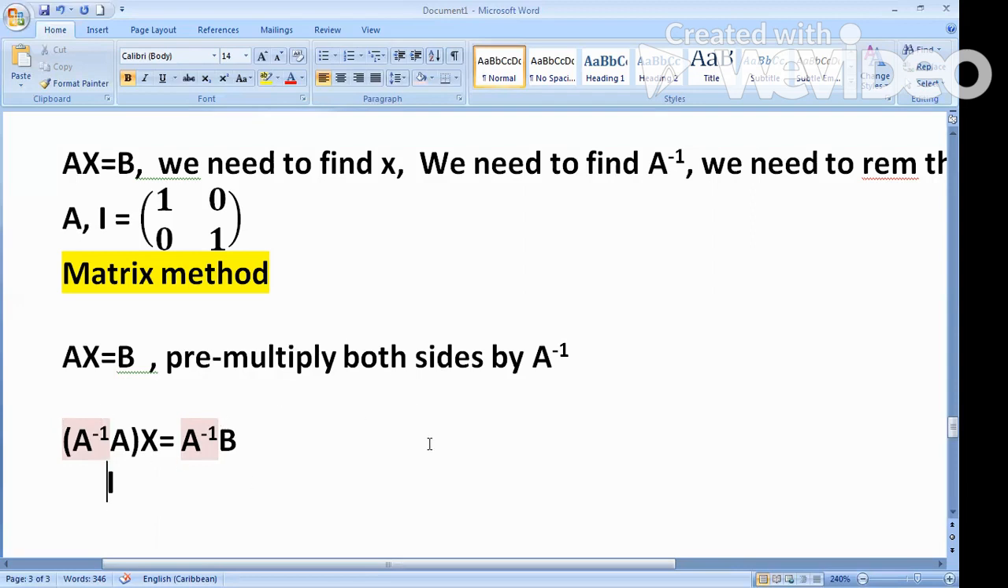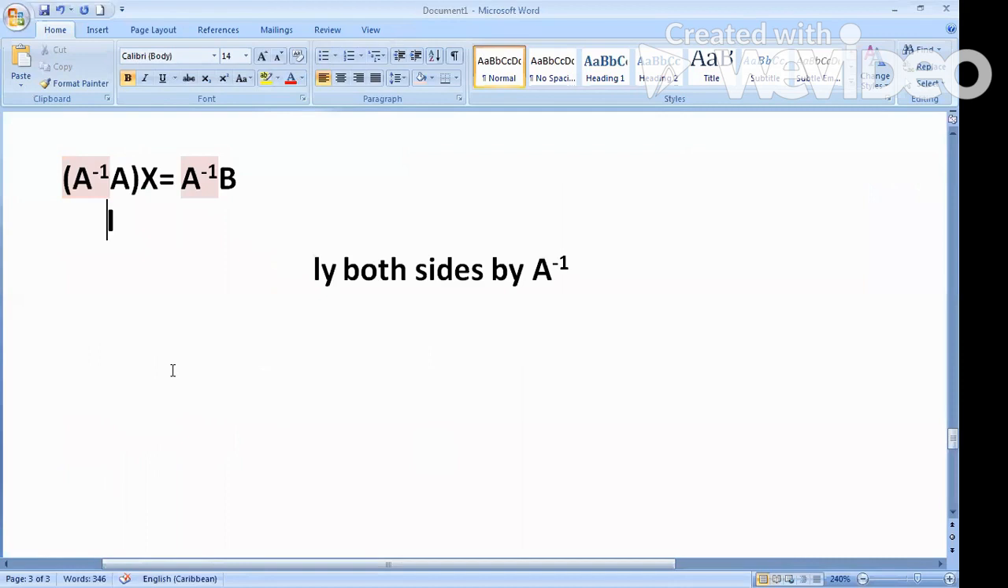You just multiply. So for example, suppose I have 5 plus y equals 7, and I ask you to pre-multiply both sides by 3. What's going to happen? It's going to be 3 times everything. That's what it means.